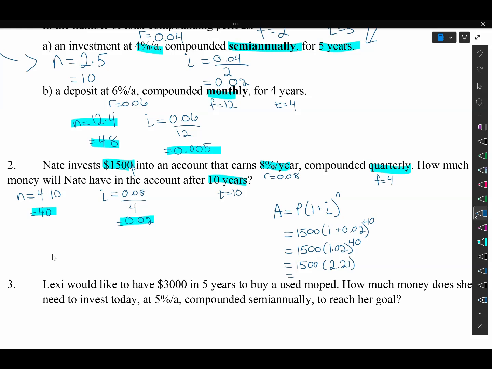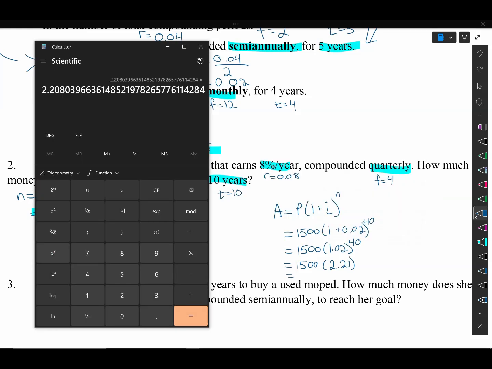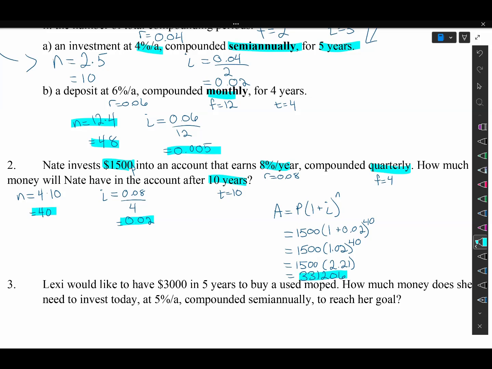And then I throw that into my calculator once more. I'm multiplying by 1,500, telling me that we would end up with $3,312.06. That is our final amount if we invest $1,500 into an account for 10 years, compounded quarterly.